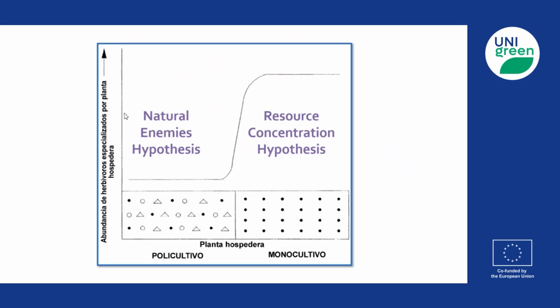And the other hypothesis is the natural enemies. Here we have the ecological infrastructure, habitat, pollen, nectar that they need. So the population increases, and they maintain the pests in check. This is how we try to think.